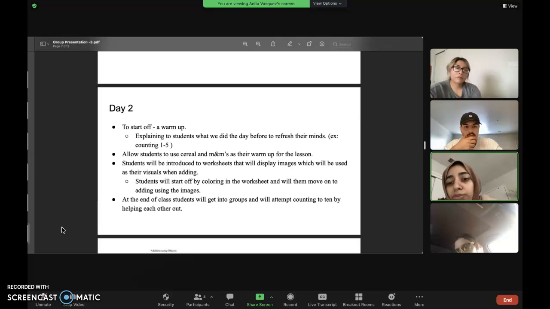And then just to promote their growth towards adding, at the end of the class, the students will get into groups and will attempt counting to 10 by helping each other out. For the worksheet part, we're going to give them about 10 minutes so they get a full concept of it. And then for the end, we'll use that time to promote their counting to 10.